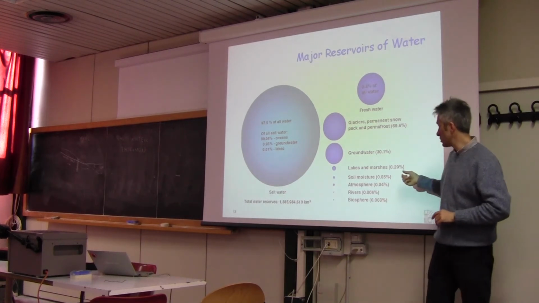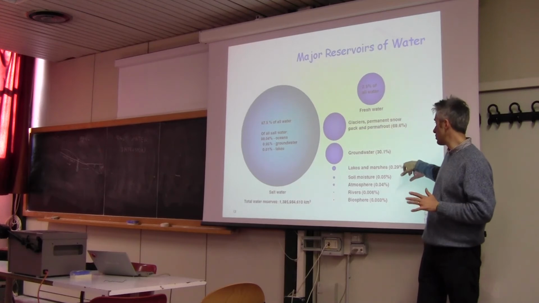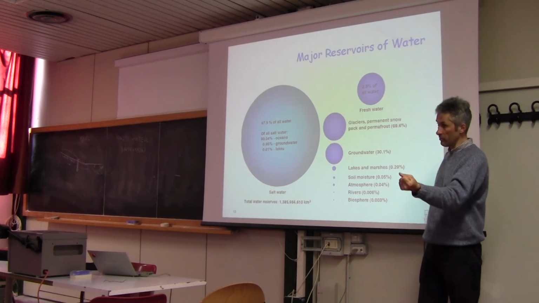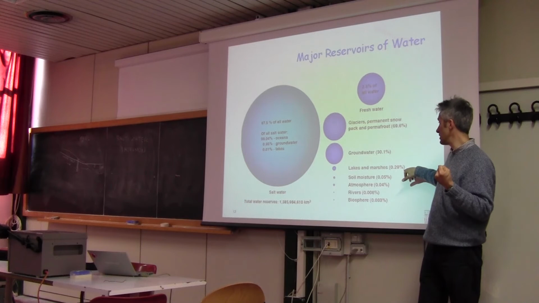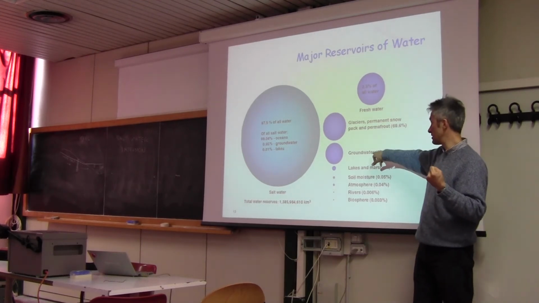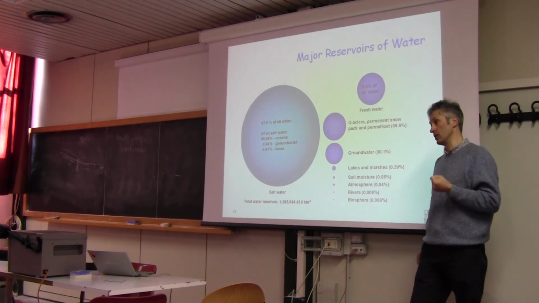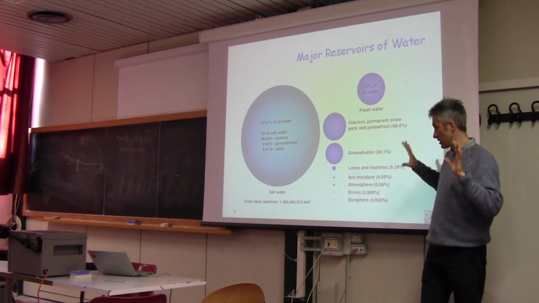Then we have some water, a very reduced percentage. You see about 1 over 100, so 2 orders of magnitude less. We have some water stored in lakes. Again, 2 orders of magnitude less than groundwater. Lakes include artificial reservoirs. Again, keep in mind, 2 orders of magnitude less.